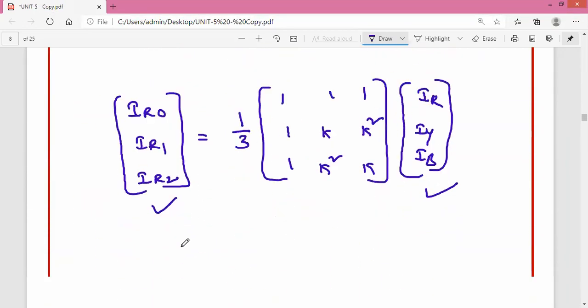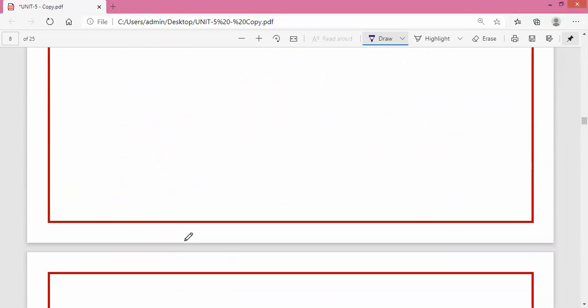Okay, so this is regarding symmetrical components. And the next topic is very important, symmetrical networks.